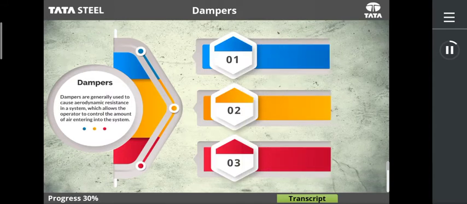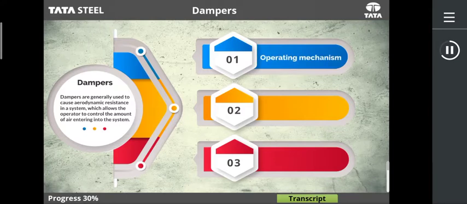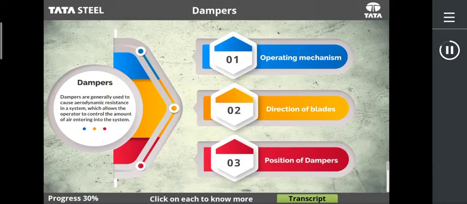Dampers are generally used to cause aerodynamic resistance in a system, which allows the operator to control the amount of air entering into the system. Some dampers are designed to direct airflow through the fan, offering greater efficiency and control. Dampers can be broadly classified on the basis of operating mechanism, direction of blades, position of dampers. Click on each to know more.